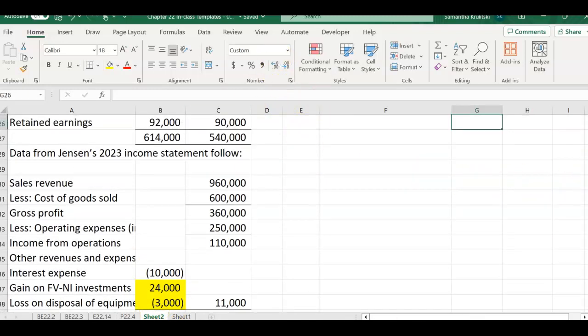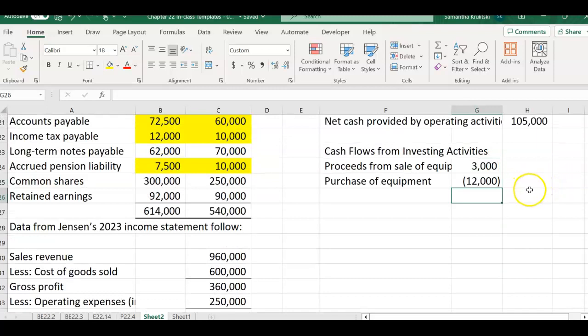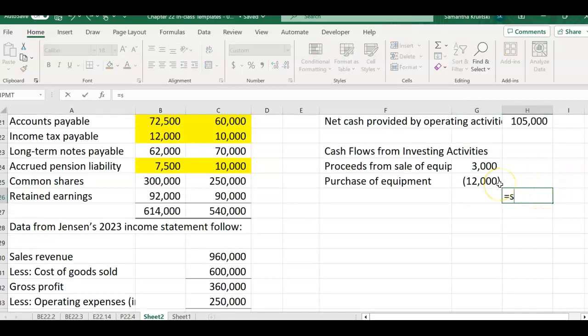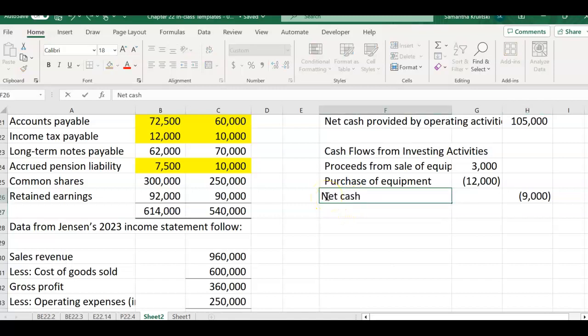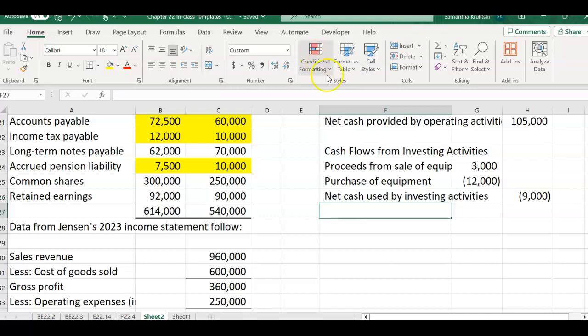Now I don't have any other long-term assets to look at, so I'm going to go ahead and I'm going to total these up to be my cash flows, net cash used by investing activities. Okay, so I've got $9,000 cash outflow. Then I can go ahead and get into my financing activities.